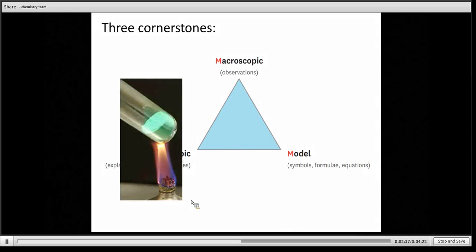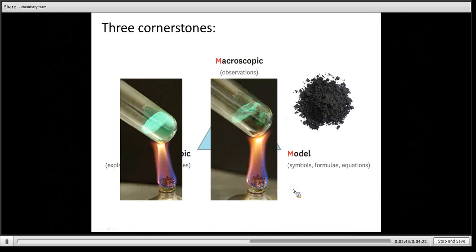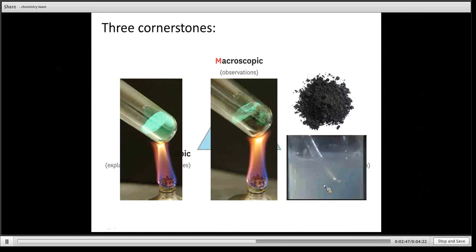So macroscopic, for decomposition reaction, you've got your green copper oxide that turns black, and there's your final black product. And you also get a gas coming off. When you do this reaction, you'll see it. And it turns lime water milky. So those are your observations.